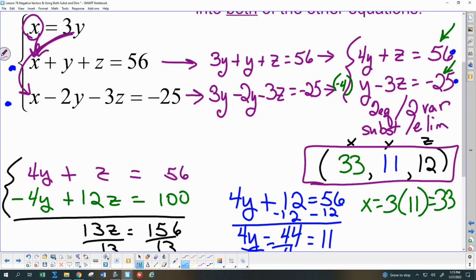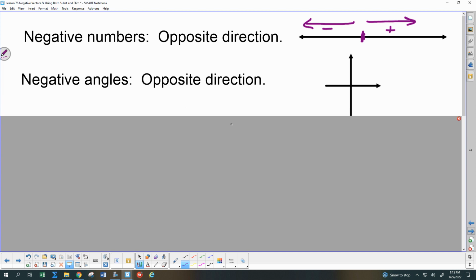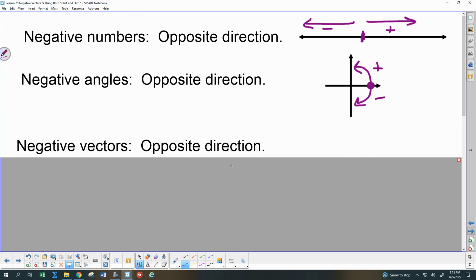Okay, let's move on then to negative vectors. You know lots about negative numbers. You've been working with those for years. You know that you have your starting point at 0, and if it's a positive, you go one direction, and if it's a negative, you go exactly the opposite direction. We've recently learned that negative angles also have the same starting point, but if they are positive, we go around in one direction, and if they are negative, we go around in the other direction. Negative vectors are also going to mean opposite direction.